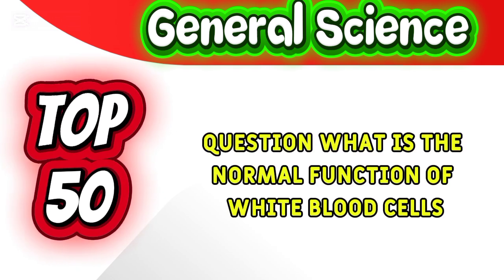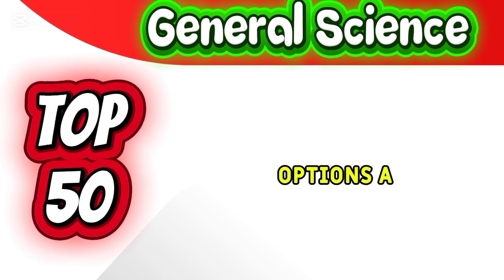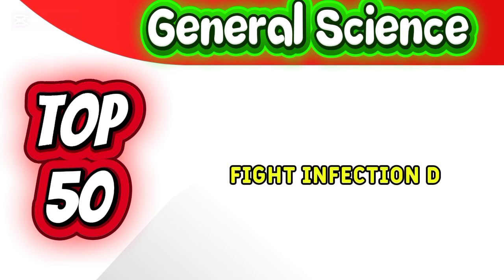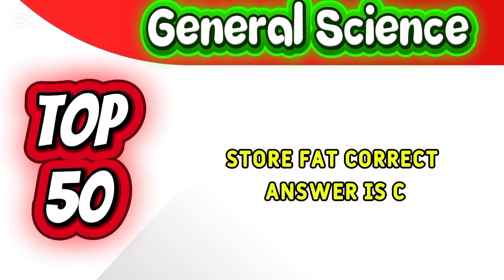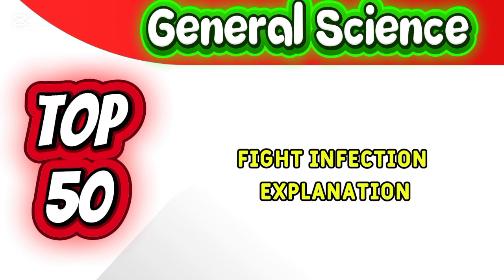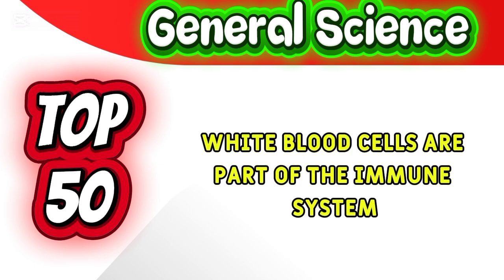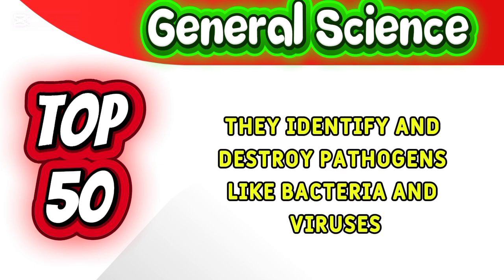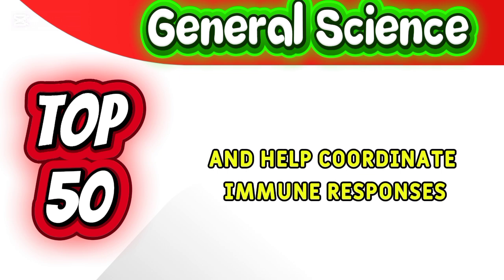4. Question: What is the normal function of white blood cells? Options: A. Carry oxygen, B. Digest food, C. Fight infection, D. Store fat. Correct answer is C. Fight infection. Explanation: white blood cells are part of the immune system. They identify and destroy pathogens like bacteria and viruses and help coordinate immune responses.